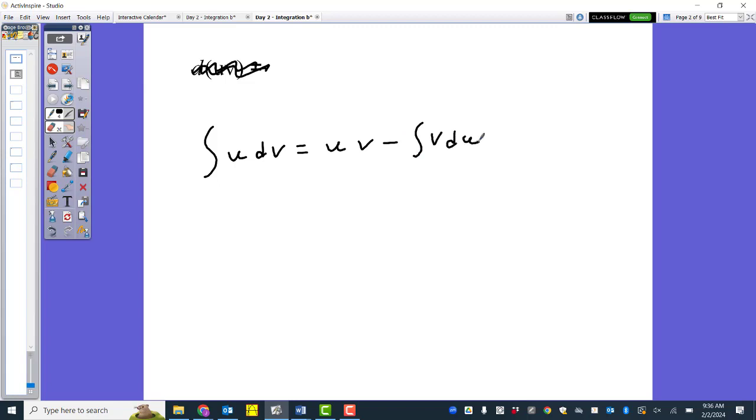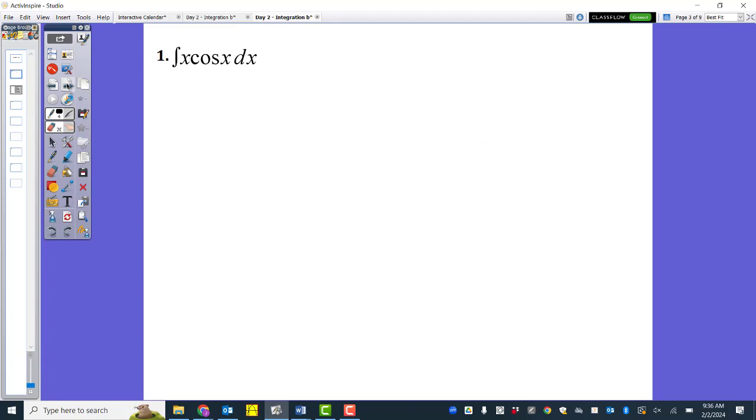If you want more depth about how we got this formula, where it comes from, you can come talk to me. But the idea is it stems from product rule, how we get the derivative of two things multiplied together. All right, so let's look at an example problem. So this would be our example problem. We have two things multiplied together. We're going to label u as x and dv as cosine x dx. We've got to attach the dx to whatever we pick for dv.